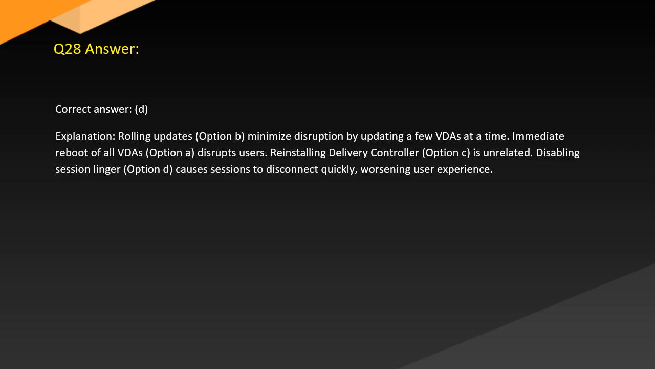Answer. Correct answer: D. Explanation: Rolling updates, Option B, minimize disruption by updating a few VDAs at a time. Immediate reboot of all VDAs, Option A, disrupts users. Reinstalling the delivery controller, Option C, is unrelated. Disabling session linger, Option D, causes sessions to disconnect quickly, worsening user experience.